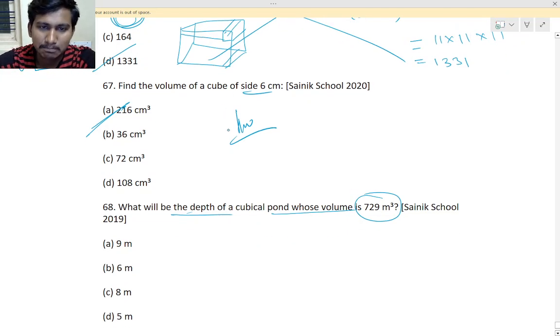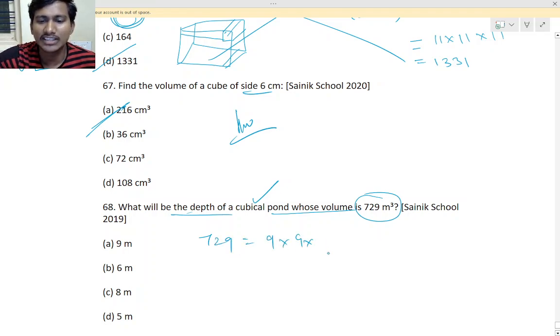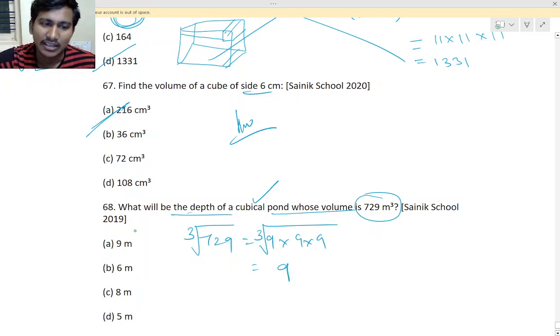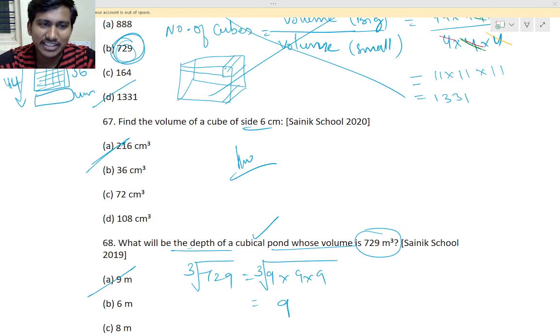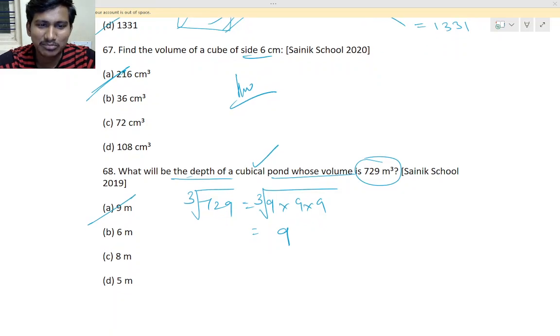Cube root. Yes. Cubical pond. We know 729 is 9 into 9 into 9. Just now we saw. 9 9s are 81. 81 9s are 729. So 9 will be the answer. Cube root of 729, what you have to do? Cube root. So from 3 we have to take 1 out. So 9 will be the answer here. Okay? Understand? Yes, sir, done homework. Okay, good. So that is it. So we completed this chapter. Yes? Very easy chapter. Very small chapter.